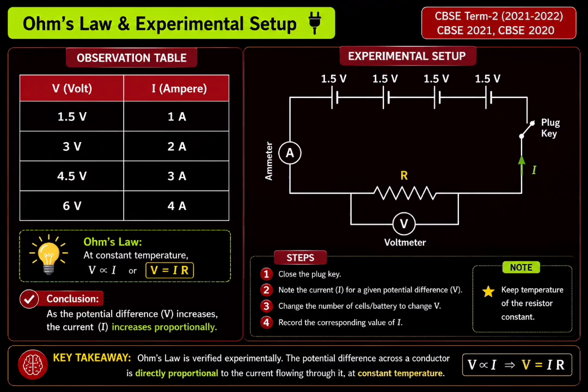Let's see the steps. First, close the plug key to complete the circuit. Second, note the current shown by the ammeter for a given voltage. Third, increase the voltage by adding more cells to the battery. Step 4, record the new value of current. Repeat the process for different voltages and note all observations.